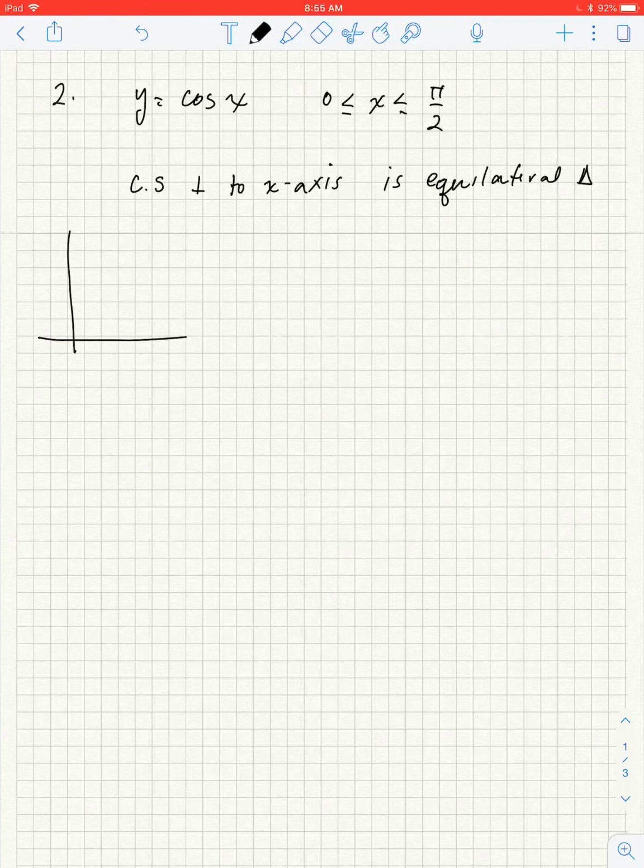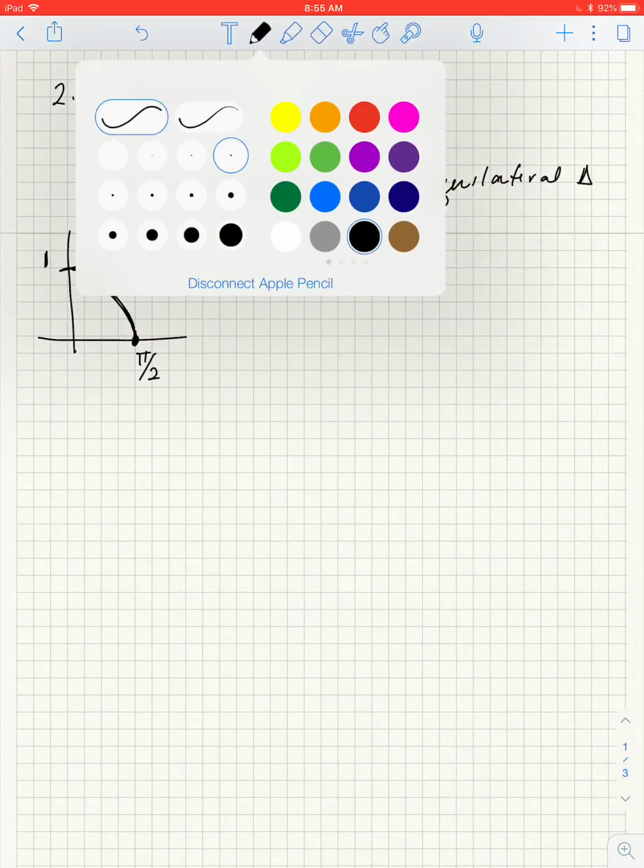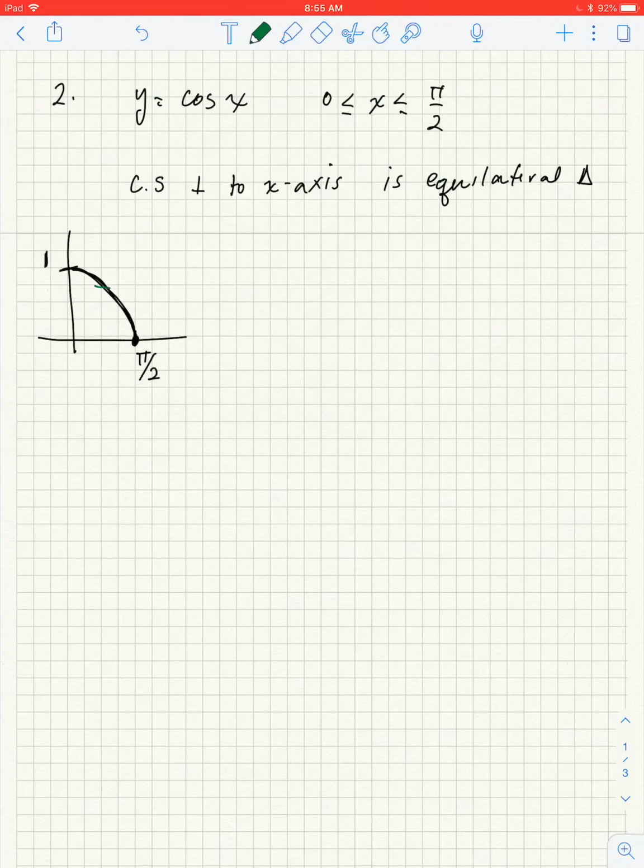So when you're looking at this function, right, if we're going 0 to pi over 2, you're really just going 1, and then cosine pi over 2 would be 0. So it looks like this. Cross sections, right? So you know your rectangle perpendicular to the x-axis. We're looking for this distance, which would just be cosine x, right?